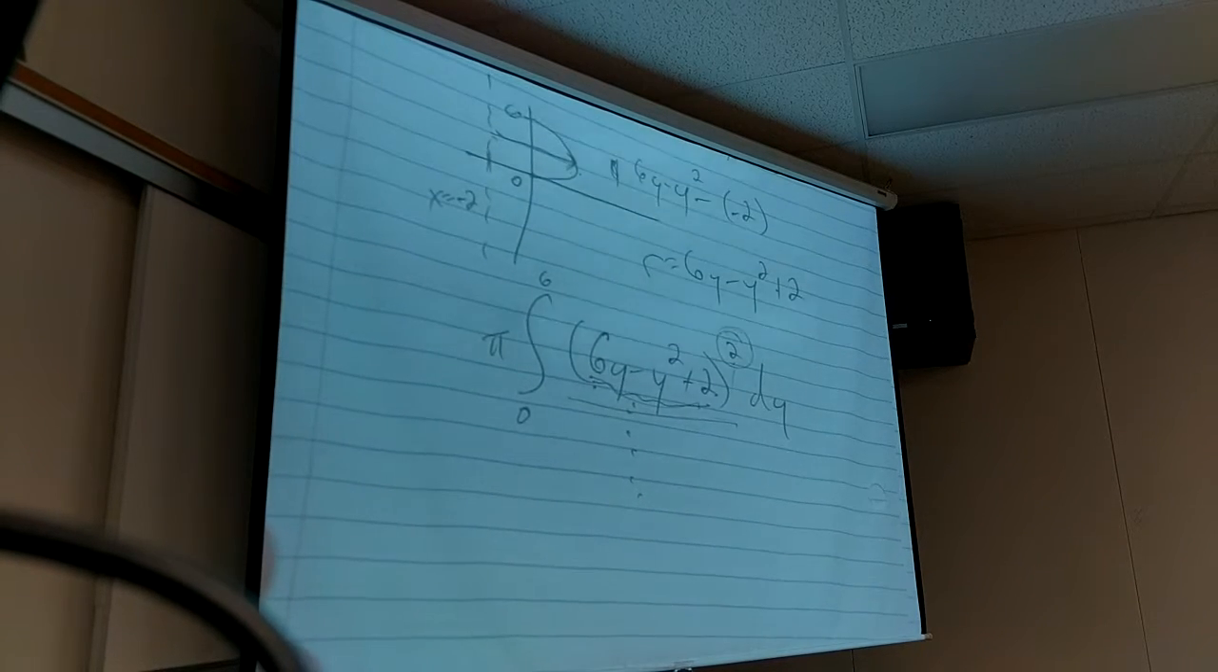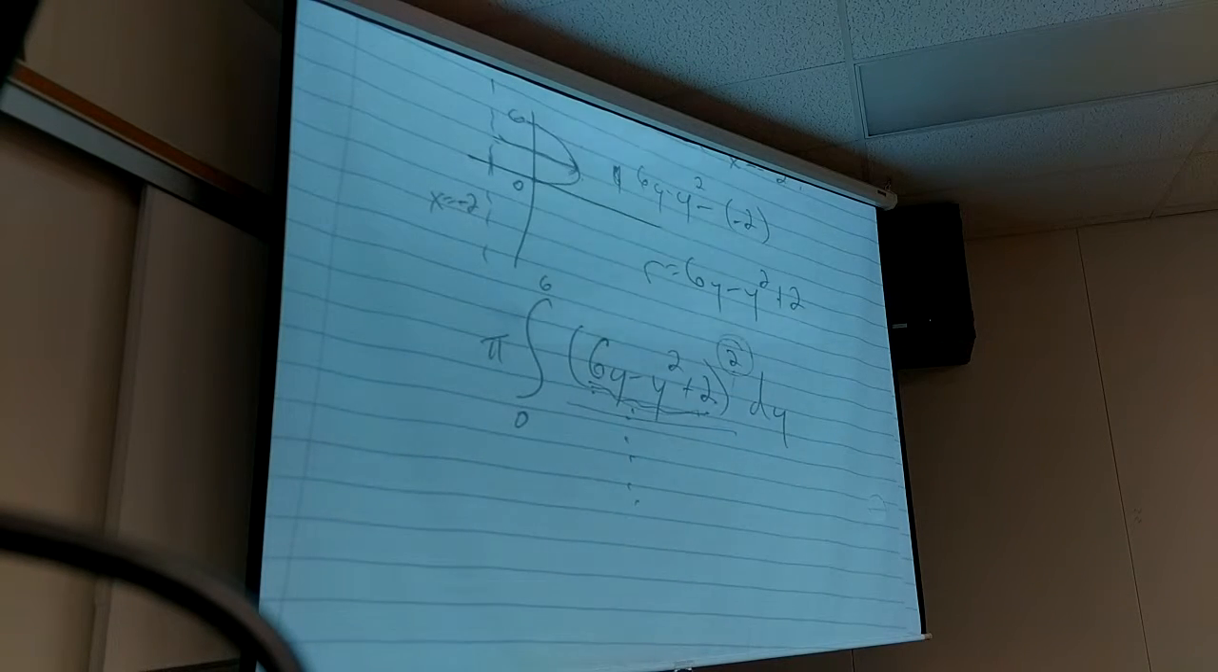Should be easy. Foil that thing out. I love foil because now it should be more than just first, outer, and last. But foil that thing out, integrate the polynomial. That's easy. And then plug in the numbers. Right? That's all you have to do for the rest of this.